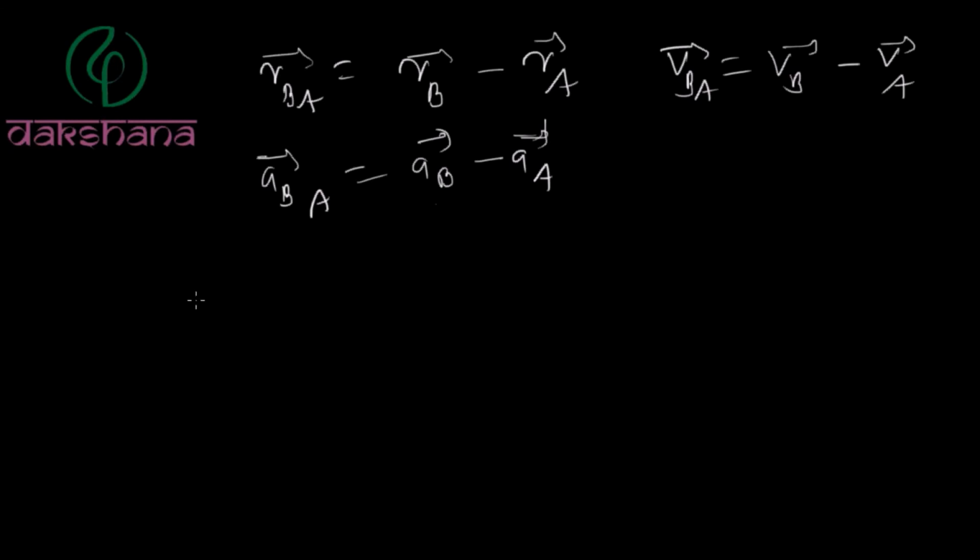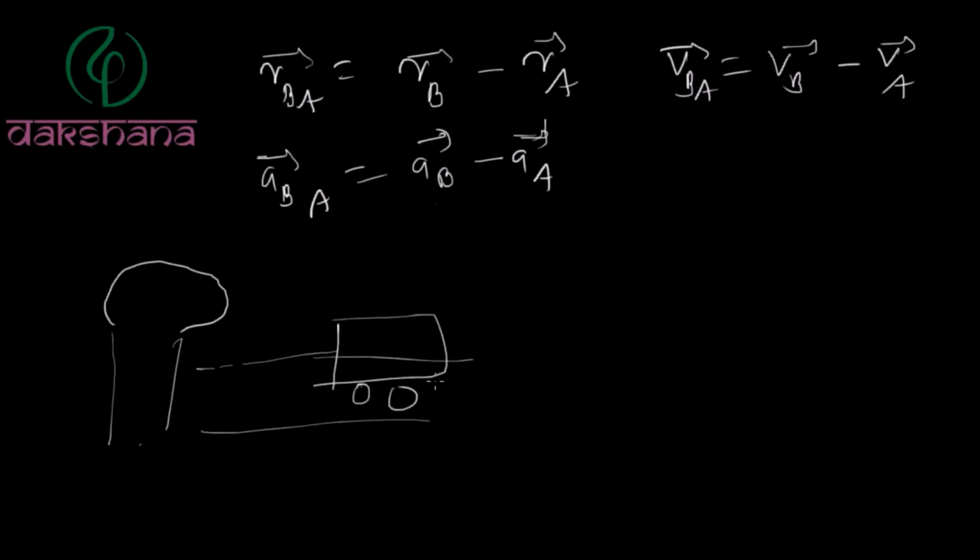Let us give an example. Suppose there is a tree beside a road, and this is the road, and on this road there is a car moving rightward. Therefore, this car is moving with velocity u, and since the tree is attached to ground, the velocity of tree with respect to ground will be 0. There is a man in this car.